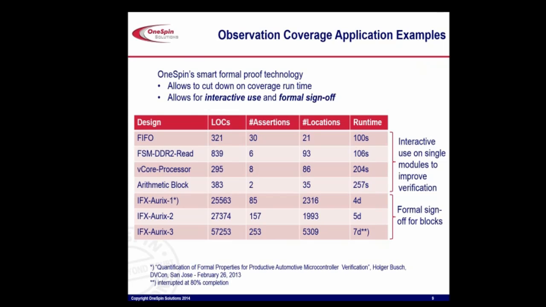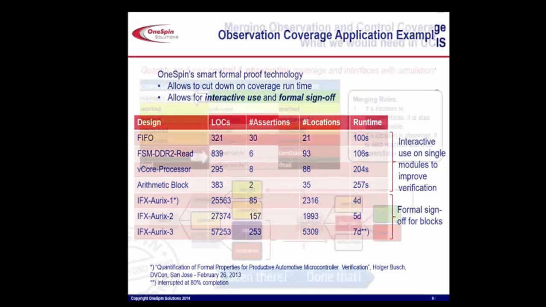For example, someone writes a FIFO or a DDR2 controller or some small processor core, an arithmetic block. The runtimes are in hundreds of seconds. If you go for formal sign-off for larger blocks, up to 60,000 lines of code, no problem. It takes a while to run, but for sign-off, that's not a big issue. So companies like Infineon adopt this methodology for their formal sign-off.